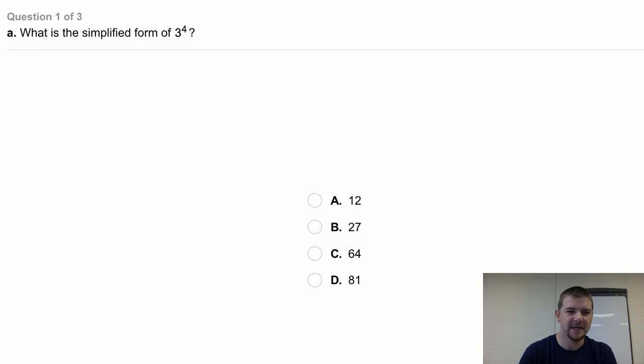And your first of 3 chances to show that you have got it. What is the simplified form of 3 to the 4th power? Work carefully and make your selection from the choices below.